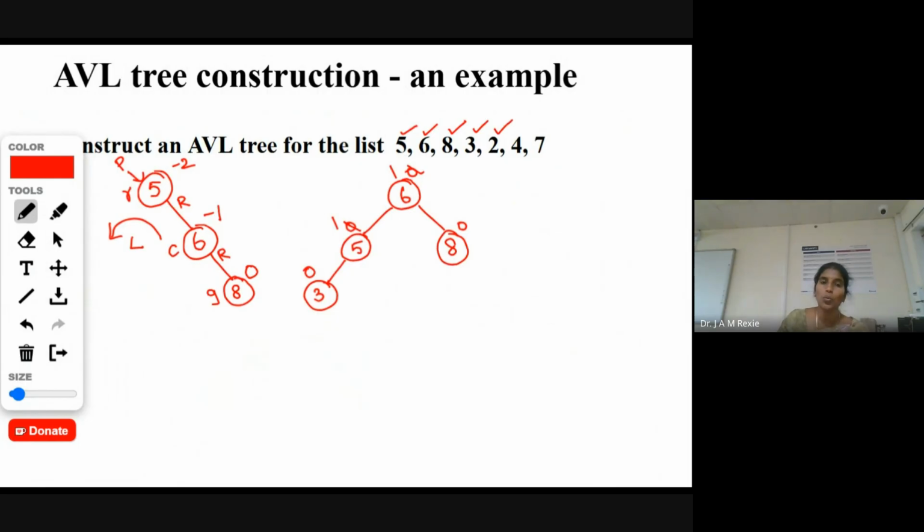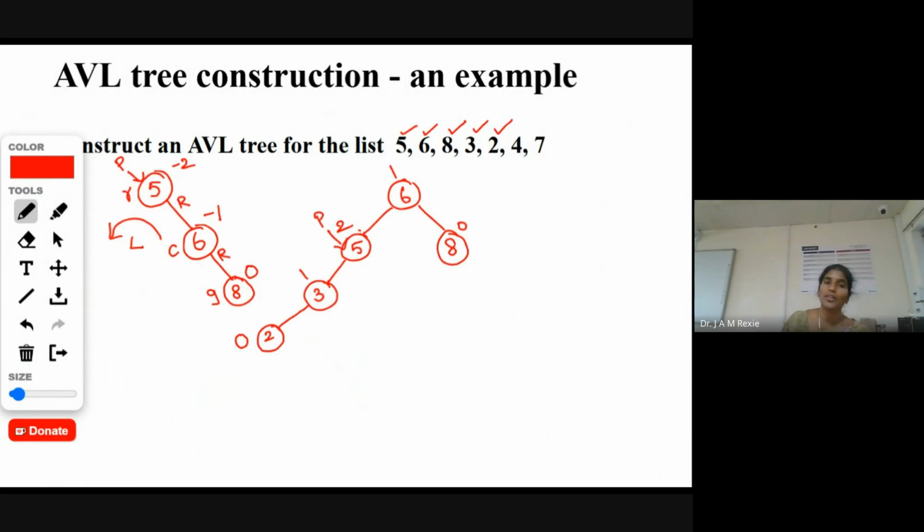Then I'm inserting 2. 2 is lesser than 3, so it is inserted as the left child of 3. So what happened? Now this balance factor will be 0, and for 3 the balance factor will be 1, since the left side level is more. For 5 the left side level is 2 more than the right side, hence it is 2. Once I get a node which has a balance factor of 2 or minus 2, I stop there. You need not go to the upper level and change it.